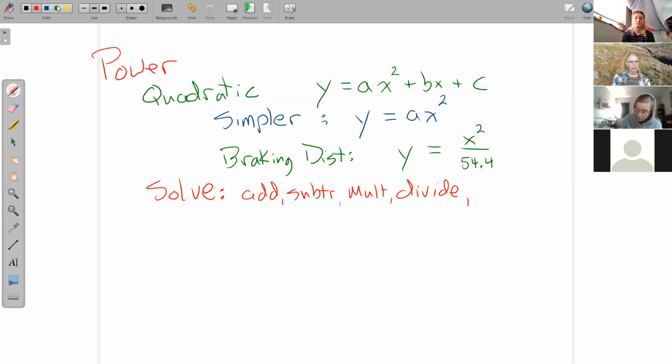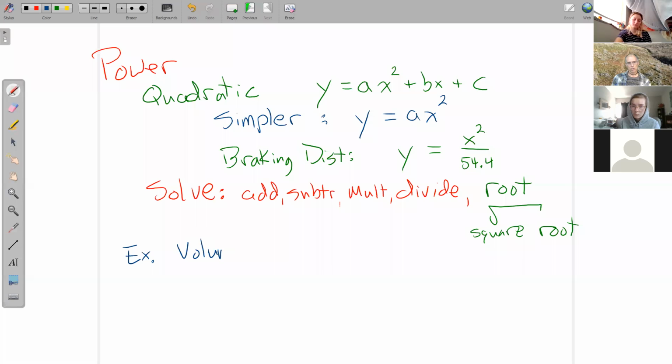And then the big thing we picked out to work with here was the idea of a root. This problem right here would involve a square root. But sometimes we had to use cube roots or fourth roots. So another example, volume of a sphere came up in a couple of problems. And that was 4/3 times pi times the radius to the third power.